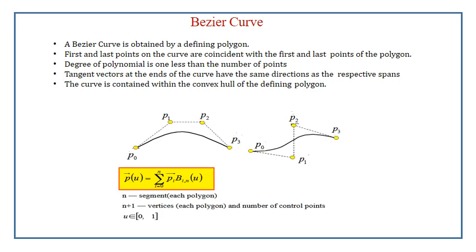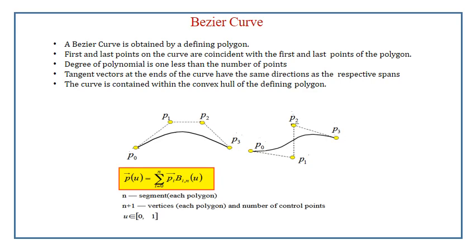Then the degree of the polynomial is 1 less than the number of points, which means if the control points are 3, then the degree of the polynomial will be 2. If the number of control points is 4, then the degree of the polynomial is 3.